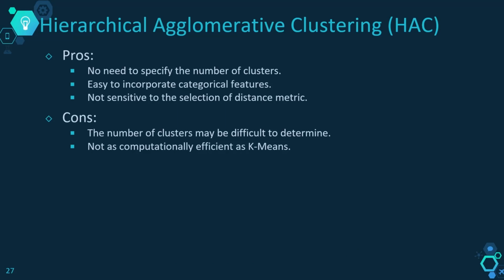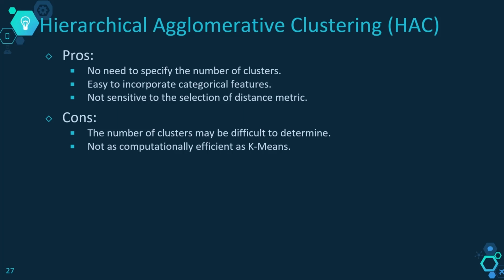For HAC, the advantages are that first, there's no need to specify the number of clusters. But we need to keep in mind that instead we need to specify the threshold, right? But we have different options. If we finish the whole merging or division process, partition process, we can set the threshold at different locations depending on how many clusters that we want. And it's easy to incorporate categorical features.